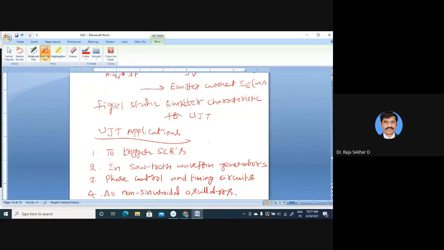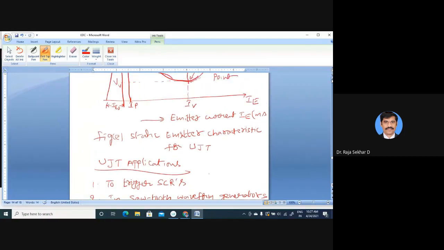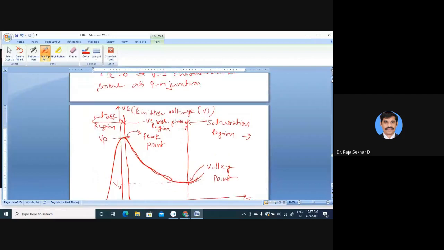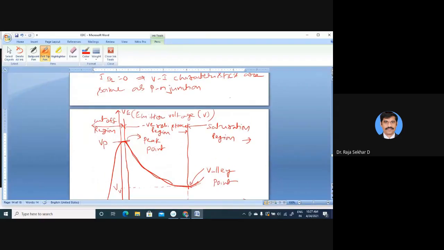Yes, dear students, have you taken these points? UJT applications. Yes, sir. Okay. Have you drawn this characteristics? Static characteristics. What is negative resistance region? Positive resistance region, that is also called saturation region. What is cutoff region? Have you noted this one? Yes, sir. Okay, we'll stop here. Thank you.